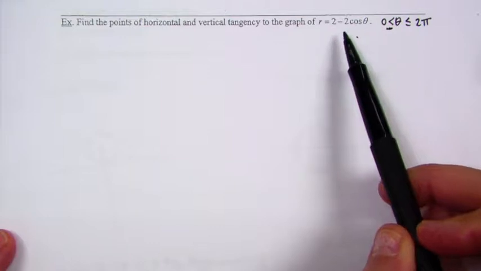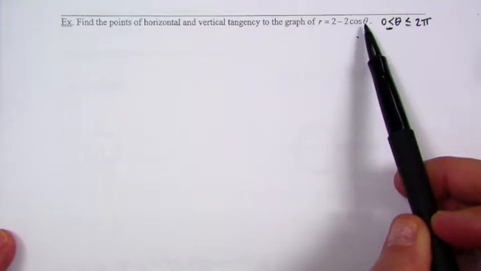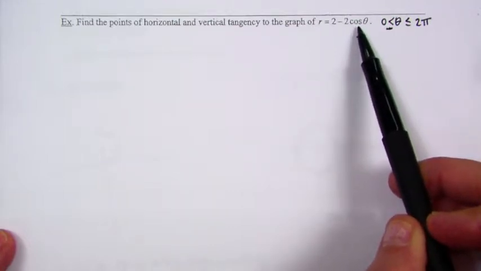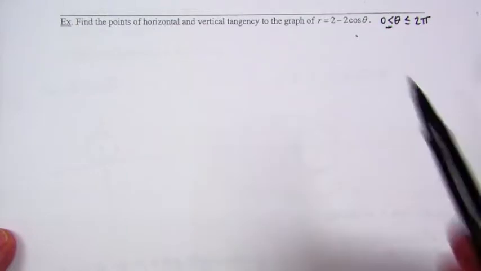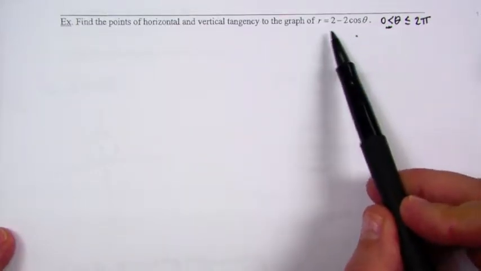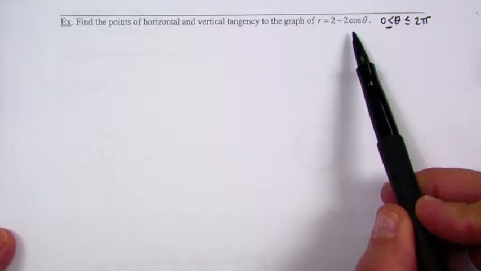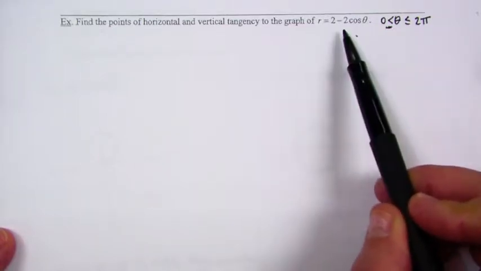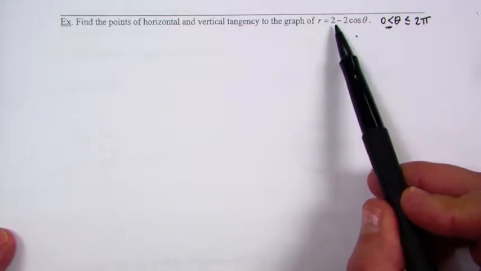It would be a cardioid, symmetric about the x-axis because of the cosine. Its farthest distance from the pole would be 4 units because of the 2 plus 2. Its closest distance to the pole would be 0 because the twos net one another out along the x-axis, and then this 2 would dictate how far you move in the y direction.